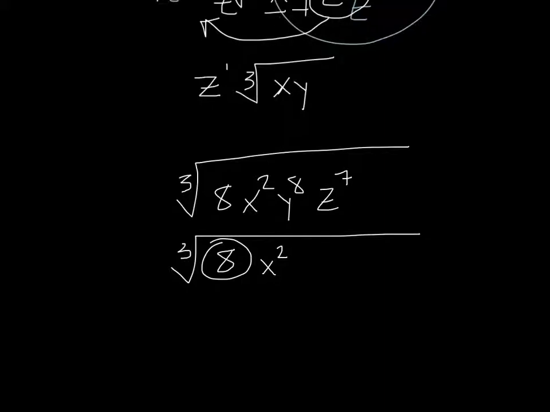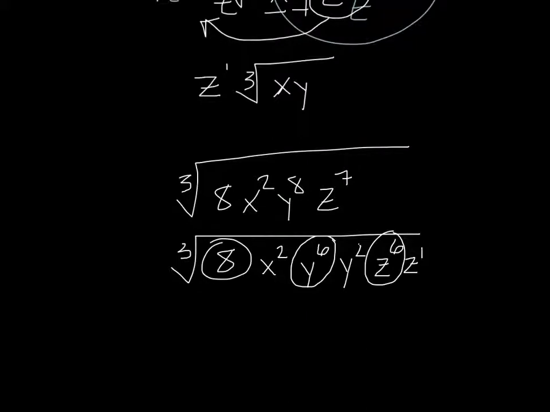Y to the 8th, as an 8 I can't cube root, but if I had a 6, then I could cube root, because there's 2 sets of 3 y's in there. But then I still need it to be y to the 8th, so I need a y squared in there. And then z to the 7th, I'm going to go z to the 6th, and then z to the 1, and I can cube root z to the 6th.